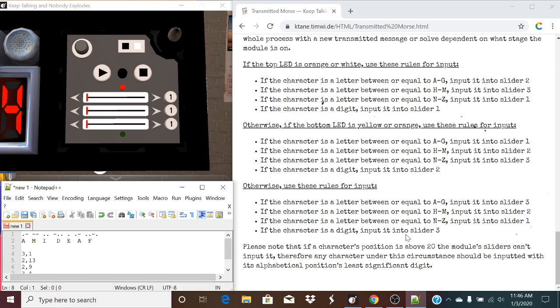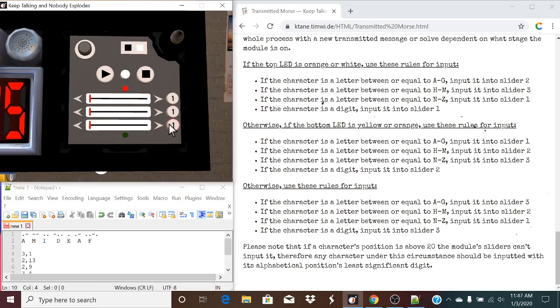Echo is going into slider 3, as you can see here. So that's going to be 3, 5. Echo is going into slider 3. It's going to be 3, 1. And Foxtrot is going into slider 3. That's going to be 3, 6. So now let's input this.